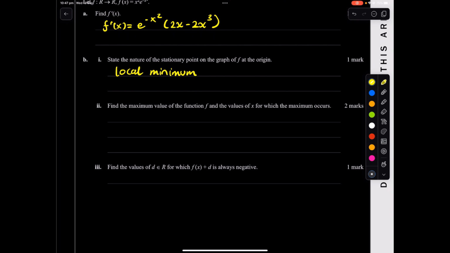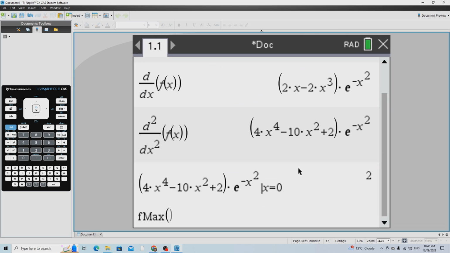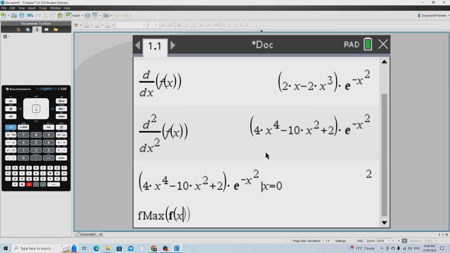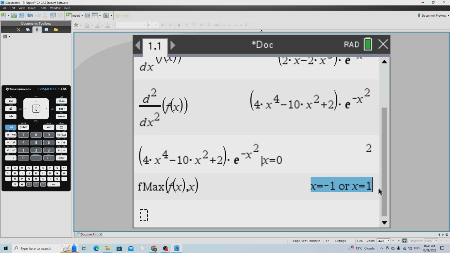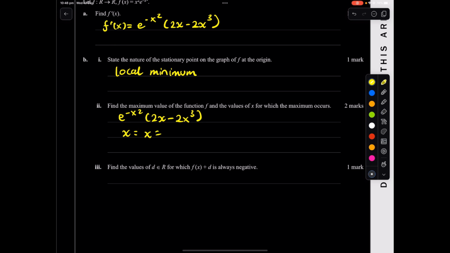Find the maximum value of the function f and the values of x for which the maximum occurs. Okay, so we know f dash of x, so we just need to let this equal 0 and solve for x. Now the easiest way is to go on my calculator, go on menu, calculus, maximum, and for f of x, comma x. So our maximum points occur at x equals -1 and x equals 1.